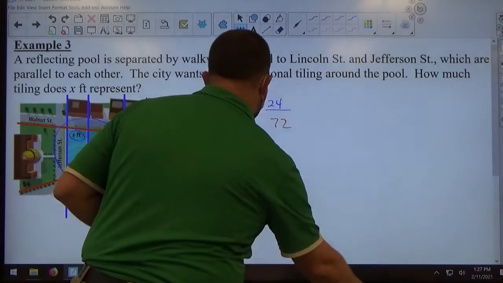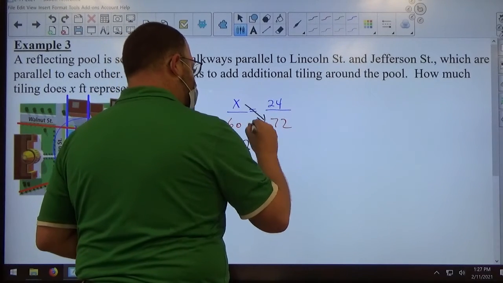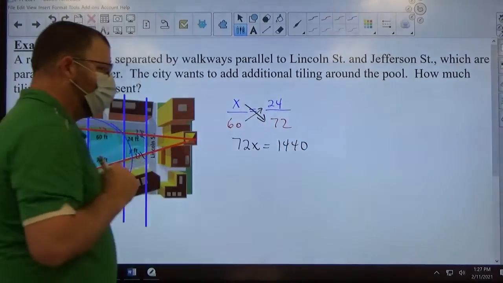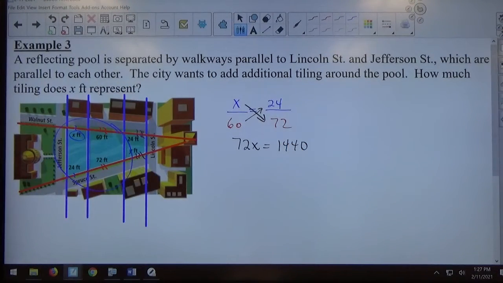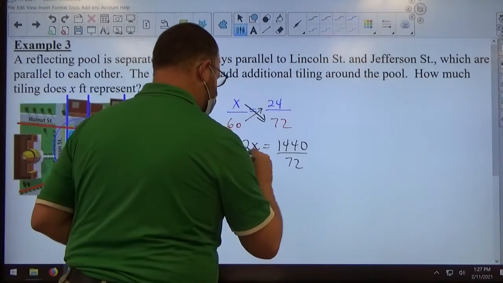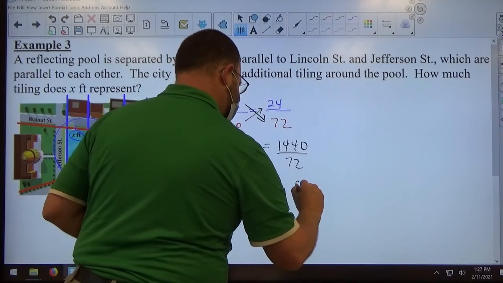So I get 72 times X equals 60 times 24. And if 72x equals 1440, we divide both sides by 72. We get x equals 20 feet.